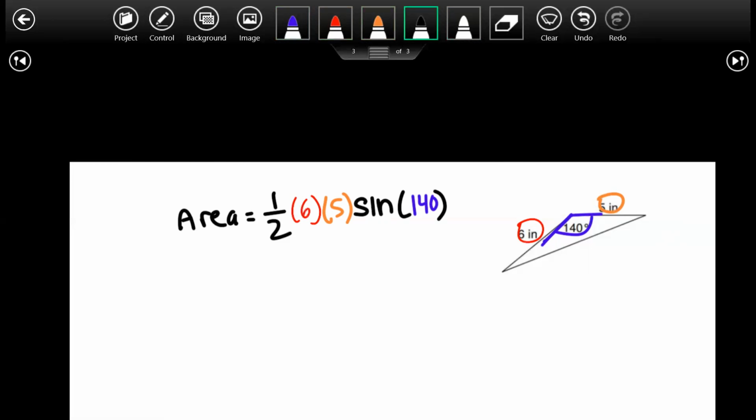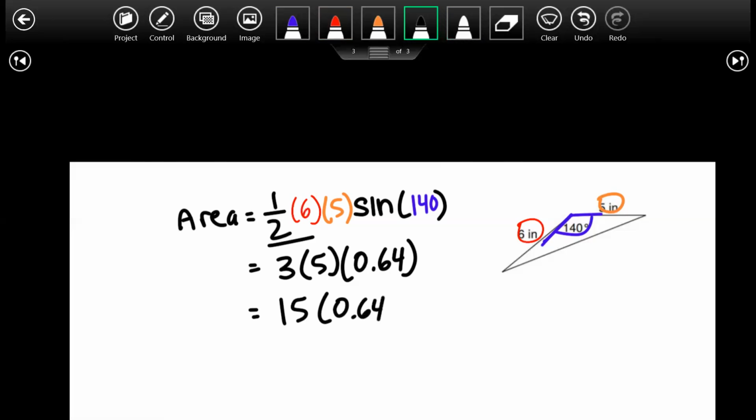We're going to go ahead and simplify all this. So I'm just going to do it in all terms. This will be 3 times 5. What is sine of 140? It's going to be 0.64. 0.64 times 5 times 3. It'll be 15 times 0.64, in which our final solution would be what? 9.6. Easy or hard day? Easy. That's all you really got to do today.